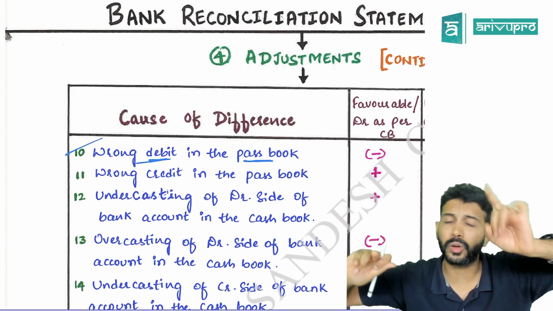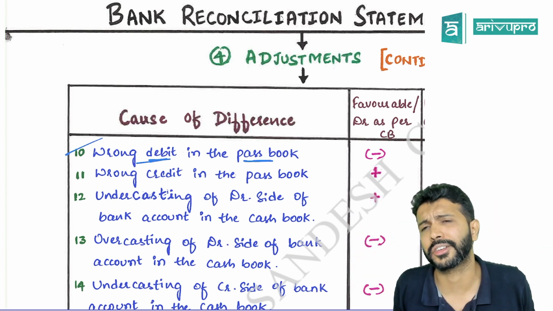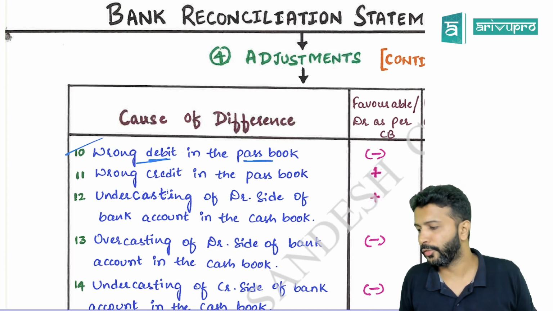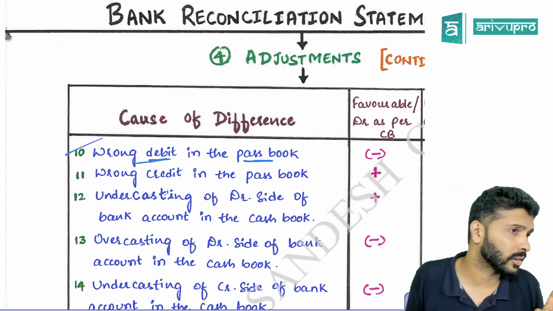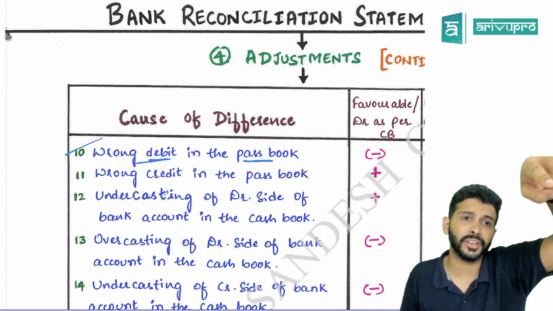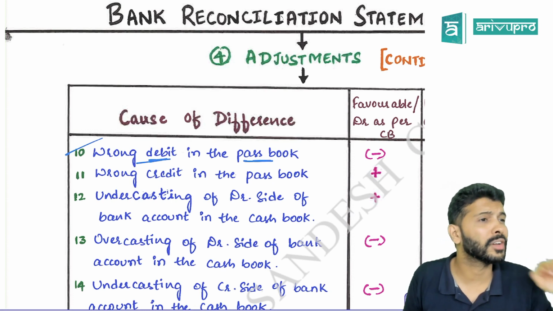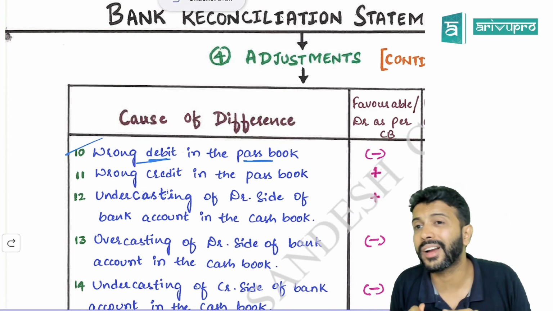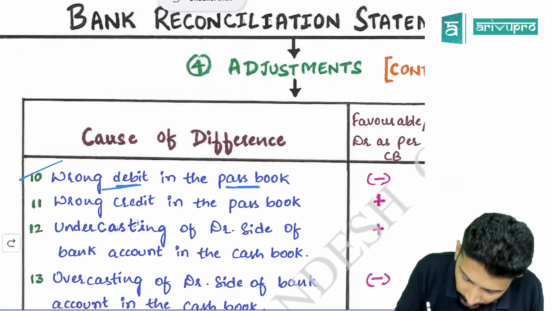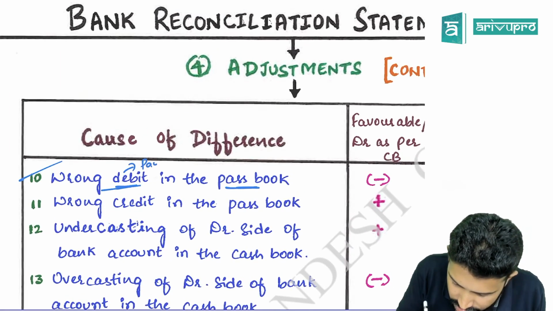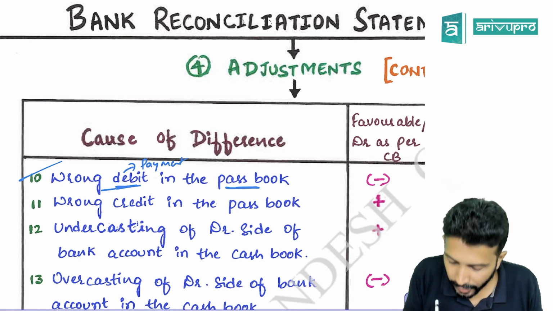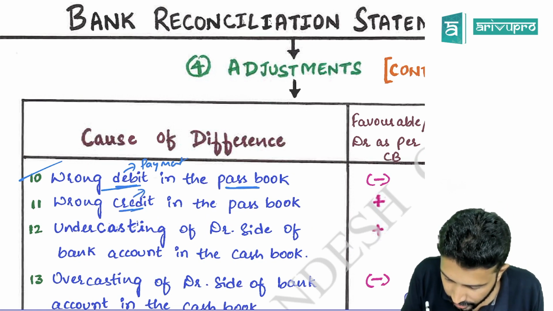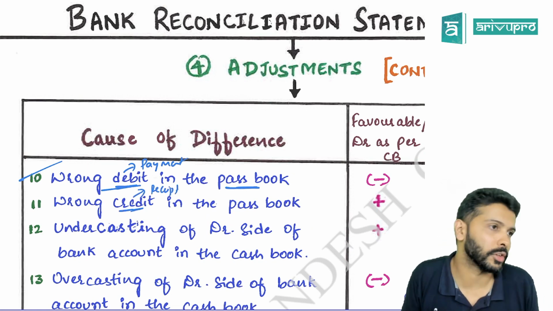The credit side of cash book is what side, sir? Payment side. So if you give a wrong credit, what will happen to your cash book balance? Reduce. But have you given a wrong credit in cash book now, or what have you given? You have given a wrong debit in passbook. Passbook's debit side represents payment side and passbook's credit side represents receipt side. Like that way also you can visualize.